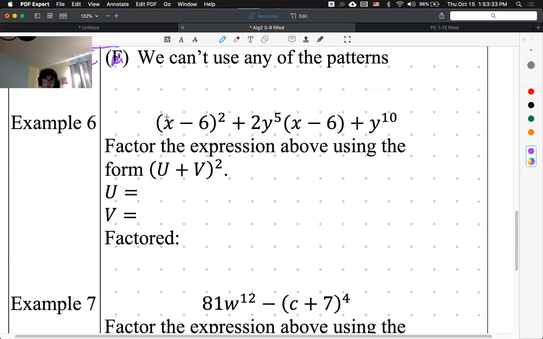I'll give you guys another 10 seconds to do u, and then we'll think again for v. Everyone's working on u. I think I've got everyone in.